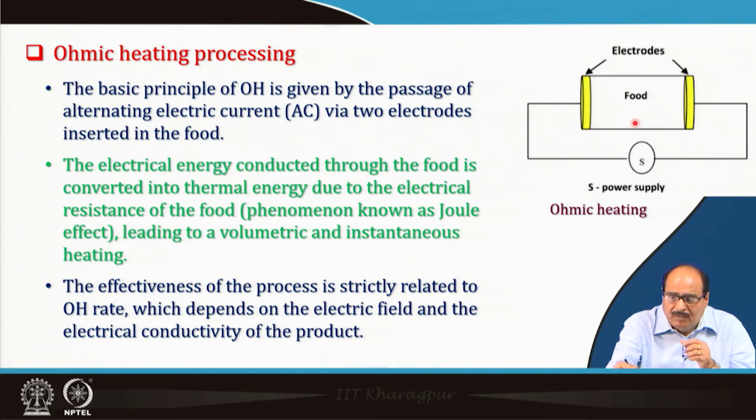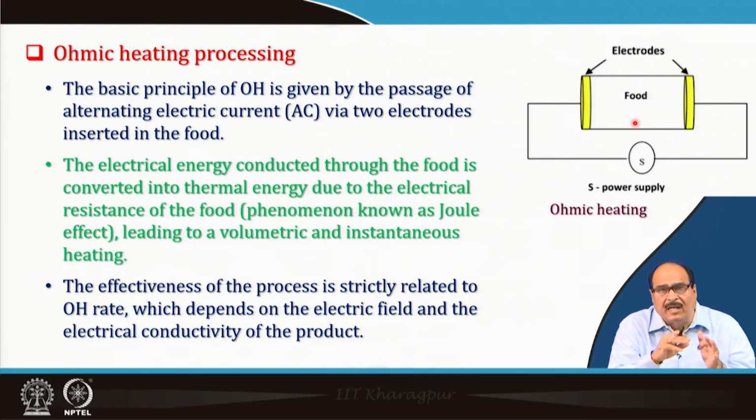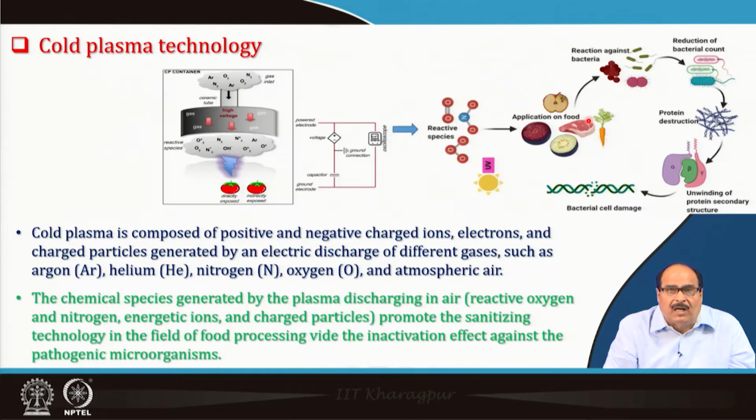Then ohmic heating processing. Here again the food is being placed between two electrodes. The basic principle is that the electrical energy which is conducted through the food is converted into thermal energy due to the electrical resistance of the food, which is a phenomenon known as Joule effect, and it leads to volumetric and instantaneous heating of the product. When the product is placed between two electrodes and connected with a power supply, the effectiveness of the process is strictly related to the ohmic heating rate to which power is being supplied, and it depends on the electric field and the electrical conductivity of the product.